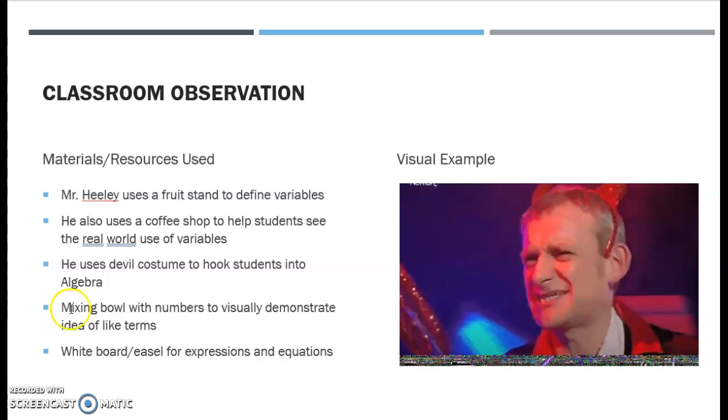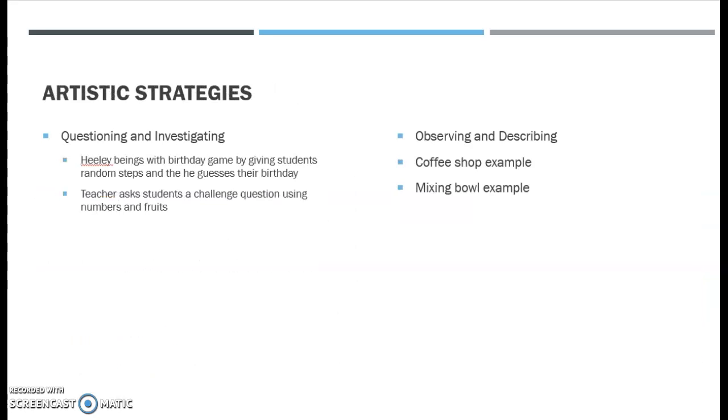He uses a devil costume to hook students into algebra because most people are scared of math, especially algebra, but he lets them know that it's actually more fun and aesthetically beautiful and magical. He uses a mixing bowl, kind of like a fish bowl, with plastic transparent numbers, as well as fruits to visually demonstrate the idea of like terms and combining like terms, and not being able to combine bananas with numbers, or oranges and apples, when you're trying to combine. Also, the regular whiteboard, easel, pencil, and papers, and student whiteboards are used, as in the classroom.